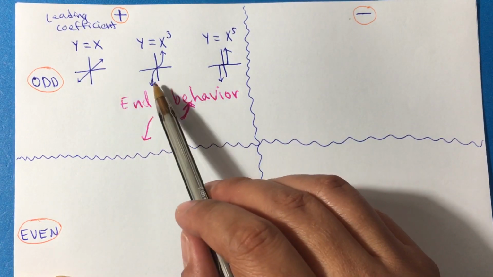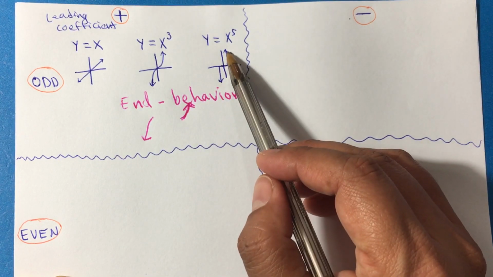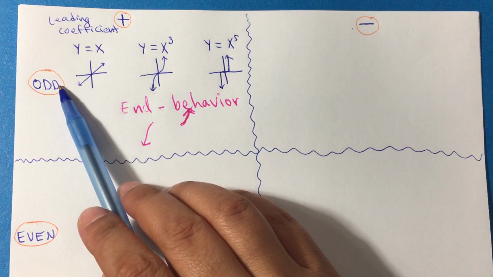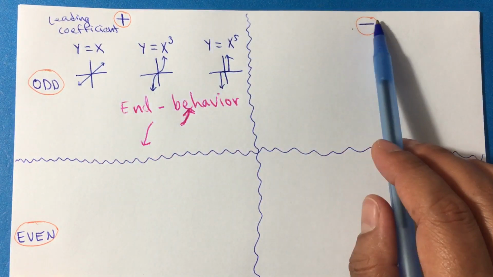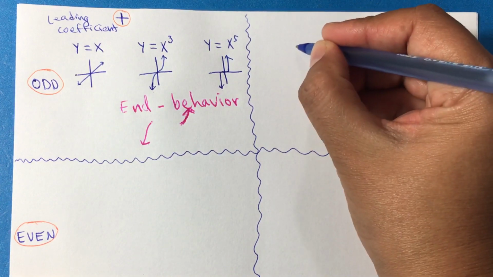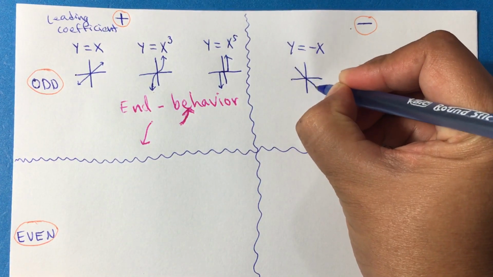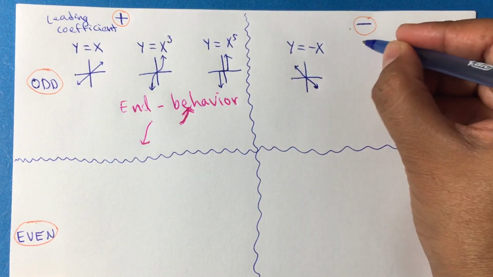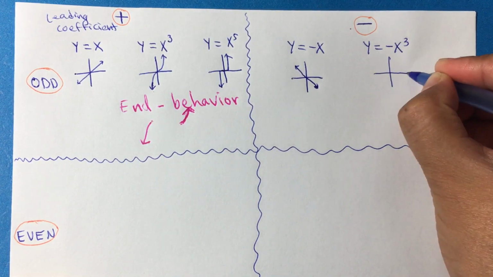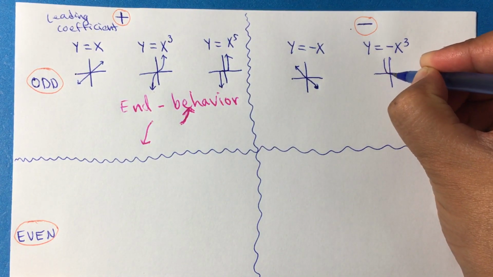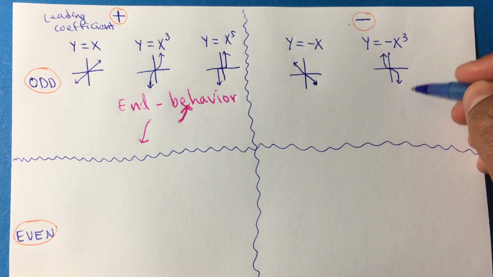And you can see this in here. Down on the left, up on the right. Now, what if it's odd, but the leading coefficient is negative? Y equals negative x, it goes down. Y equals negative x cubed, also from left to right, it's going down.